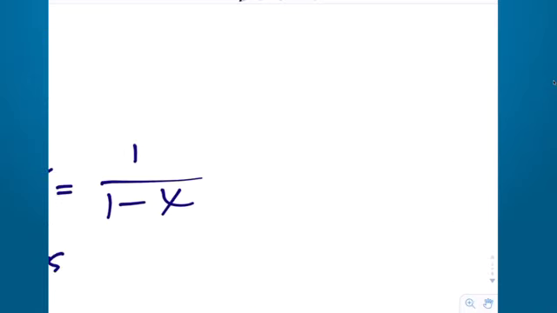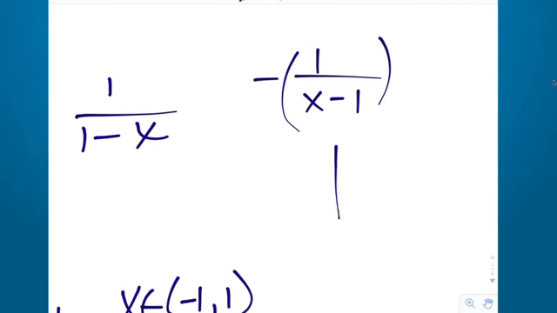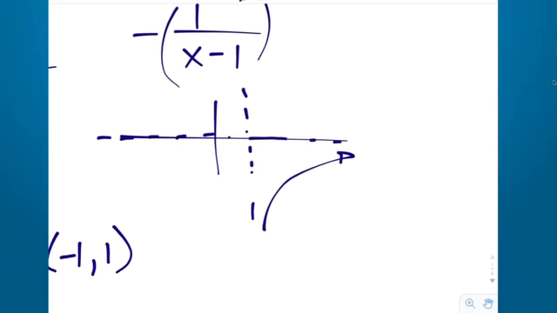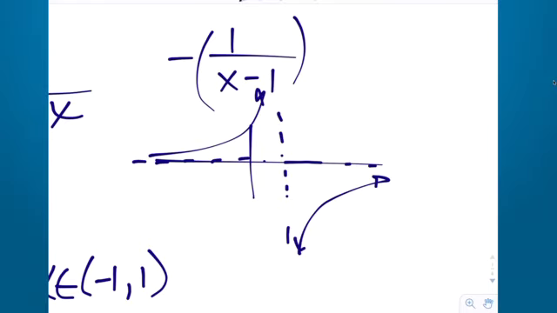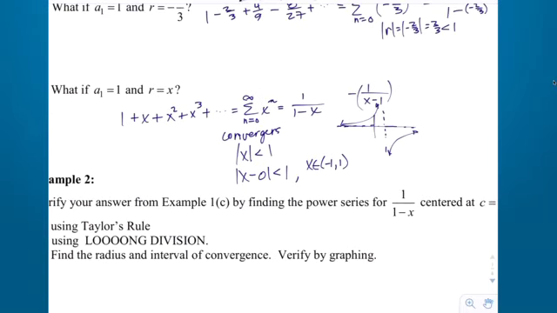If you want to look at this as a transformation of the parent function 1 over x, you would factor out your negative, and it would be the graph of 1 over x that's scooted right 1 unit, and then the negative would reflect it across the x-axis. So instead of living essentially in quadrants 1 and 3, it would live down here in quadrants 4 and 2. So remember, when we write a power series to represent a function, it's typically a polynomial, although it doesn't have to be, but this one is a polynomial.